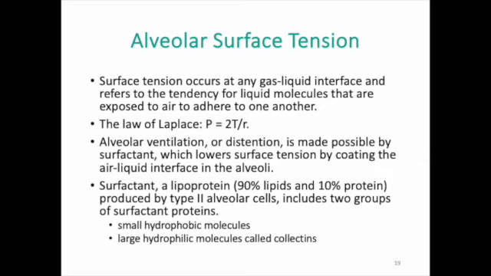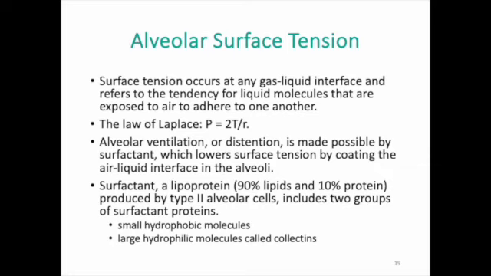If we don't have enough surfactant or we're not producing enough in quantity, that alveolar surface tension will increase and it's going to cause these alveoli to collapse because it's requiring more pressure to inflate them. It can also cause decreased lung expansion and increased work of breathing. And it can even result in severe gas exchange abnormalities because our alveoli are not opened up to help with the process of breathing.